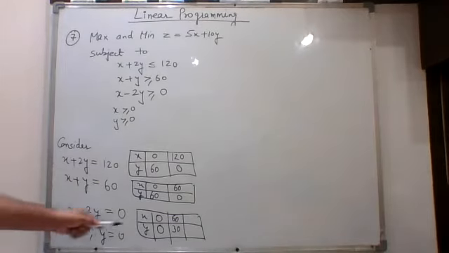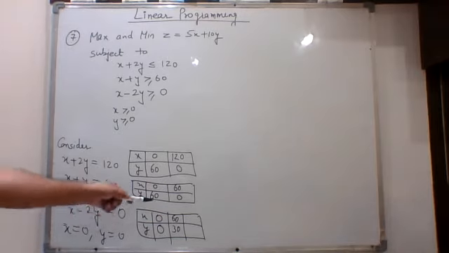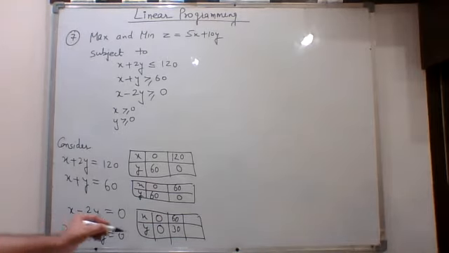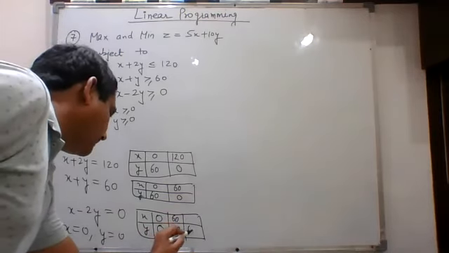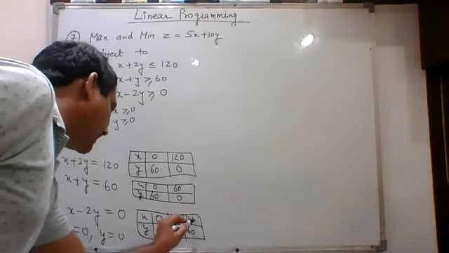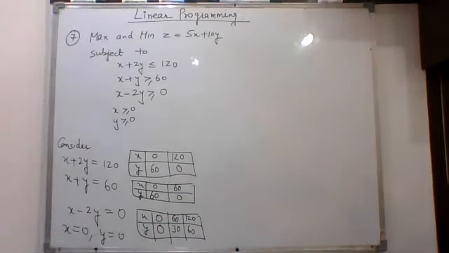So I'm taking y as 30. Then x will be 2 times y, that will become 60. Now if I take y as 60, then you can see that your x will come out to be 120. So we have the table for all the three lines. After this, we will plot this on a graph paper.